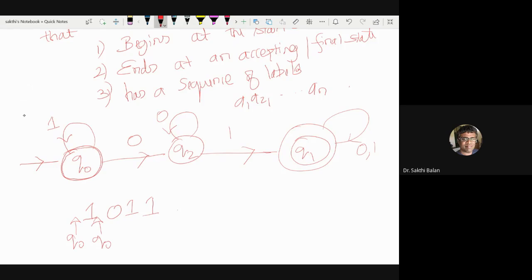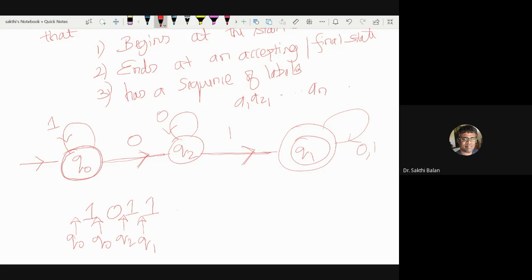So it has a self loop, right? And then once it reads 0, it will go to Q2. So after reading a 0, it is now in Q2. Now in Q2, it is reading a 1 again, right? So then it will go to Q1.